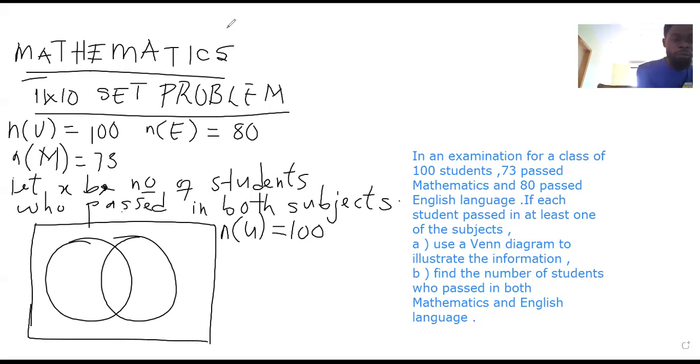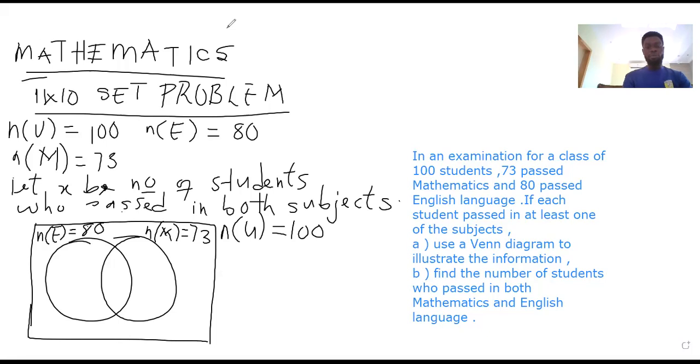The number of E, those who pass in English language, that's 80. The number of students who pass in mathematics is 73. Sorry, let me do that question for you quickly. So those who pass in English language, that is 80.